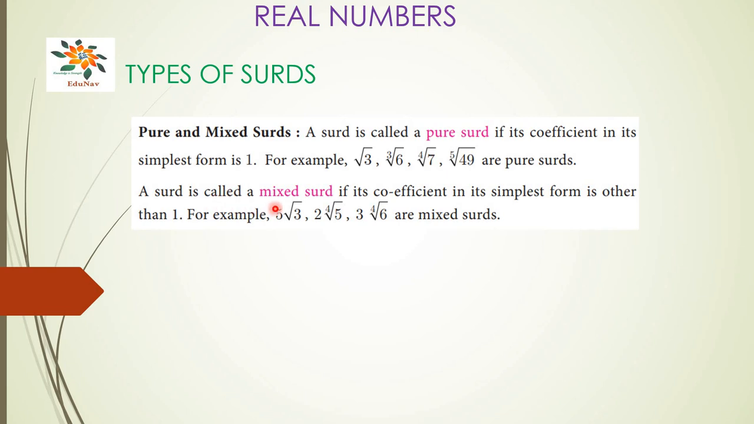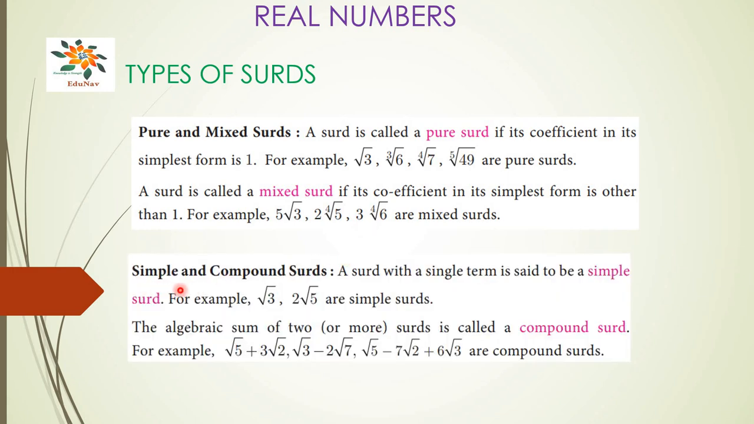Now, a surd will be known as a mixed surd if its coefficient in its simplest form is other than 1. Now consider the given examples. 5 into root 3, 2 into fourth root of 5, 3 into fourth root of 6. In all these examples, you will observe that the coefficient is not 1, it is other than 1. Isn't it? In the first example, the coefficient is 5. In the second example, the coefficient is 2. And in the third one, the coefficient is 3. That is why these examples form a mixed surd.